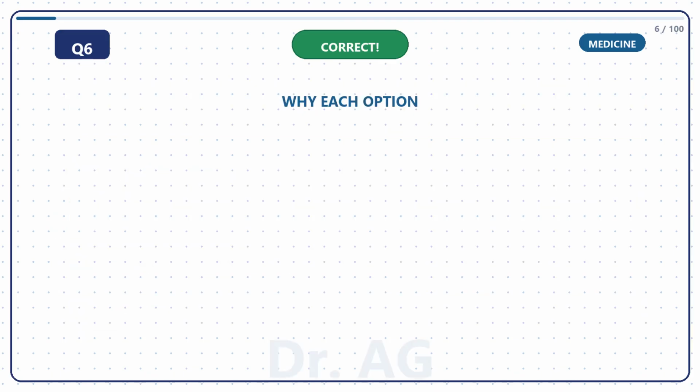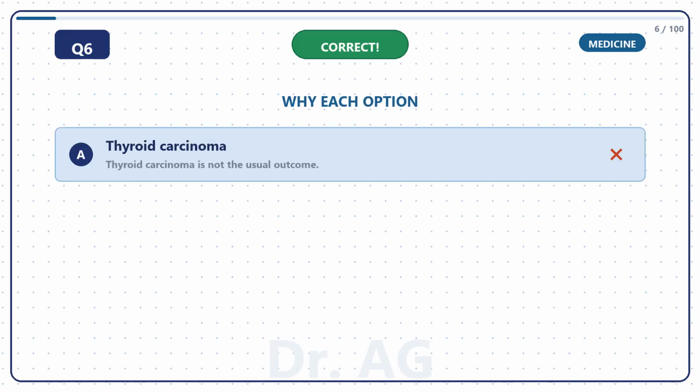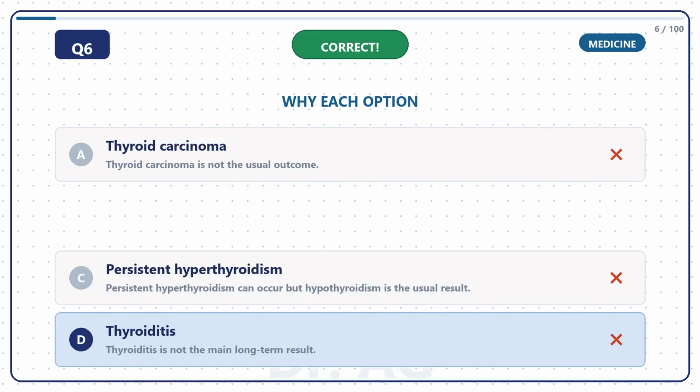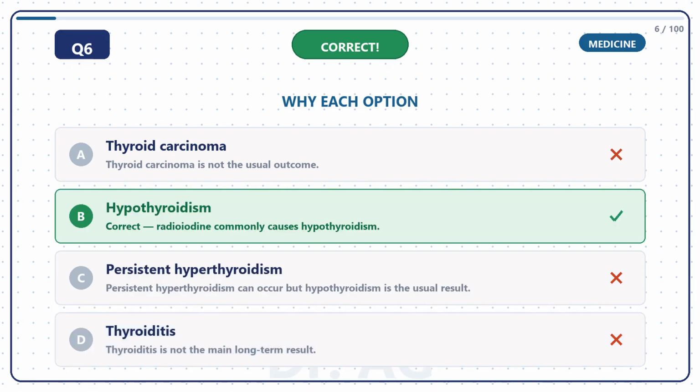Let's go through the options. Thyroid carcinoma. Thyroid carcinoma is not the usual outcome. Persistent hyperthyroidism. Persistent hyperthyroidism can occur, but hypothyroidism is the usual result. Thyroiditis. Thyroiditis is not the main long-term result. And the correct answer is hypothyroidism. Correct. Radioiodine commonly causes hypothyroidism. So, the right answer is option B.